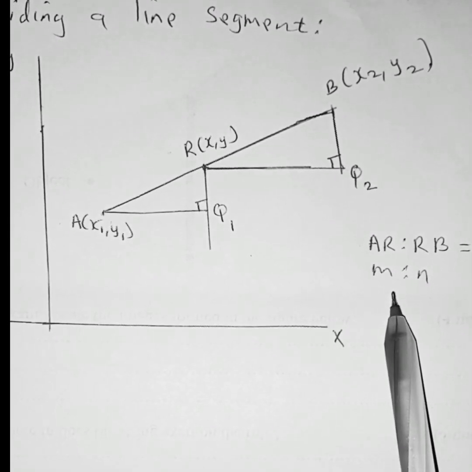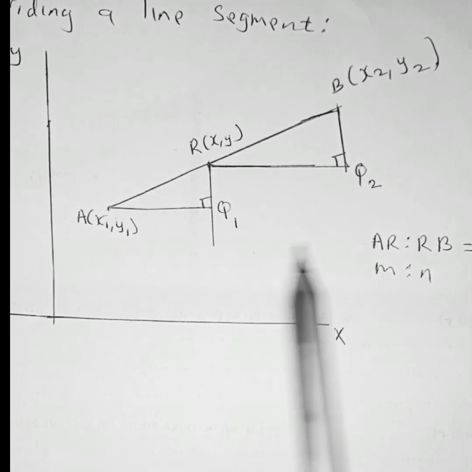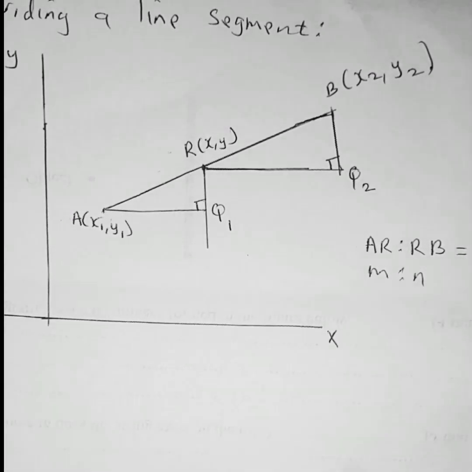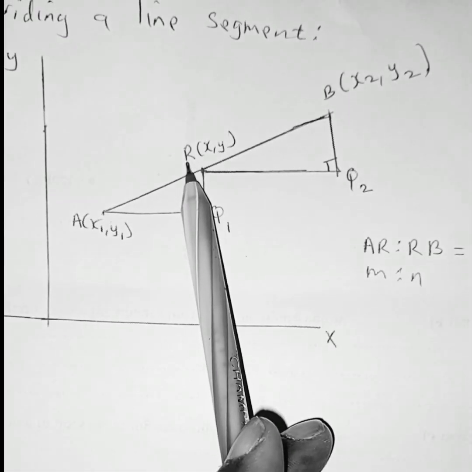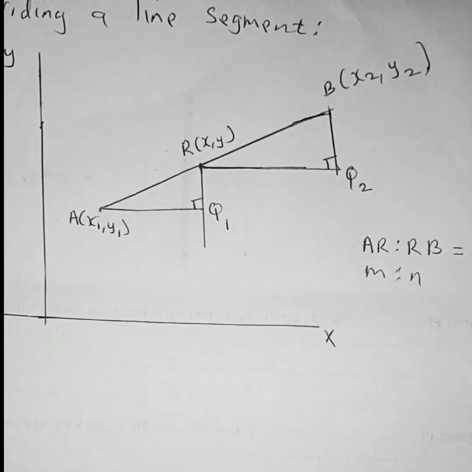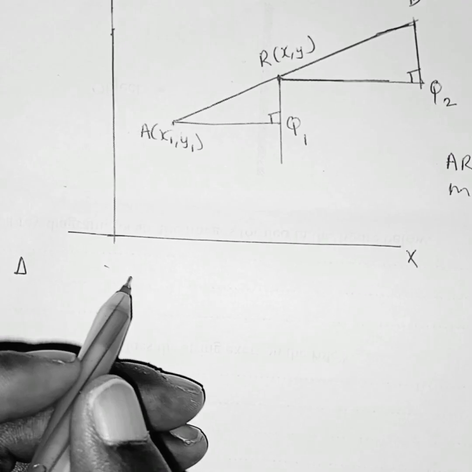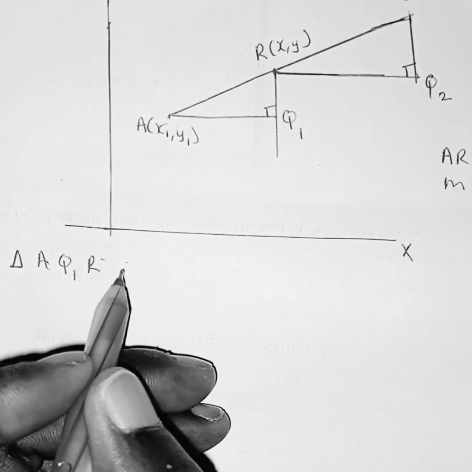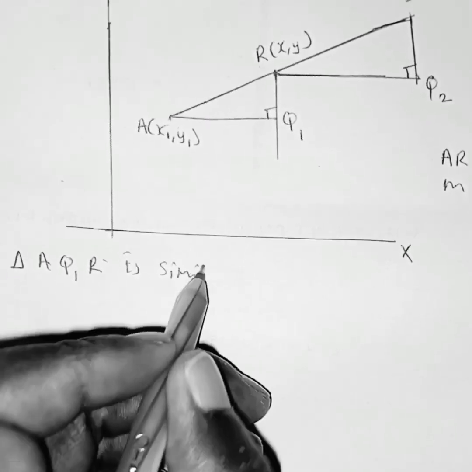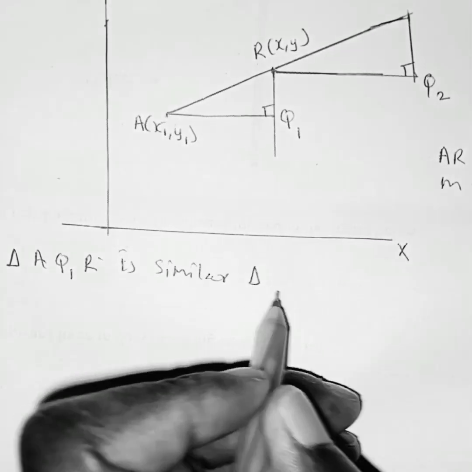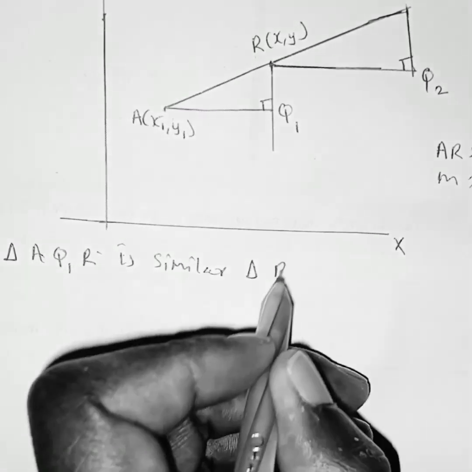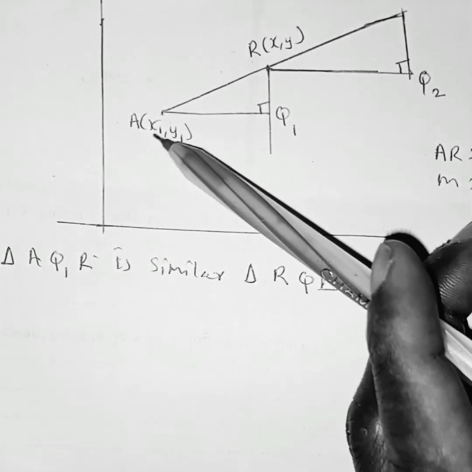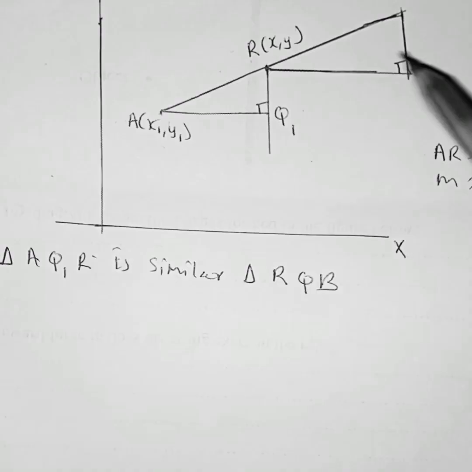We consider point Q1 and point Q2, such that angle AQ1R and angle RQ2B are equal. Triangle AQ1R is similar to triangle RQ2B. So these two triangles are similar, triangle AQ1R and triangle RQ2B.